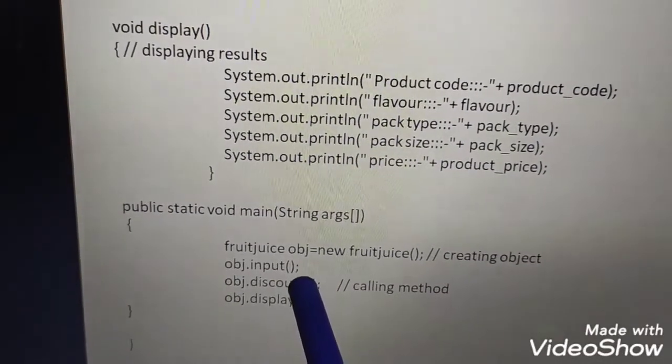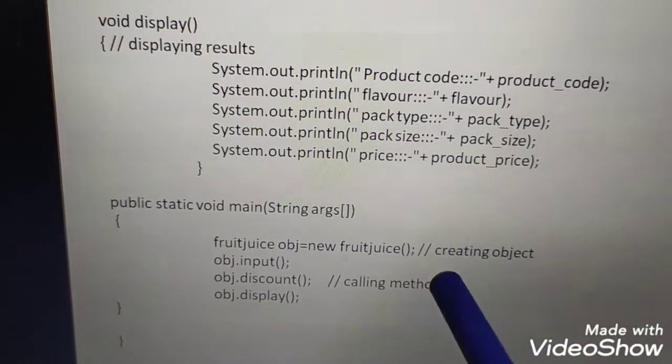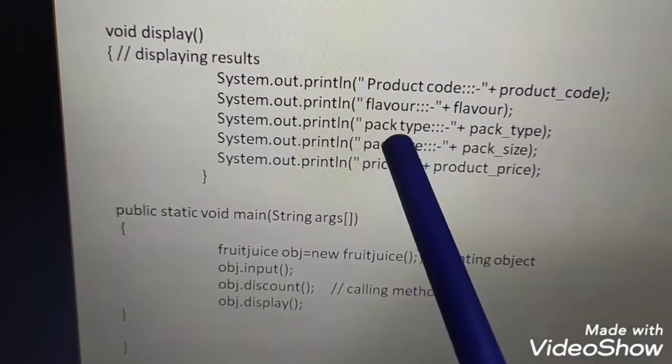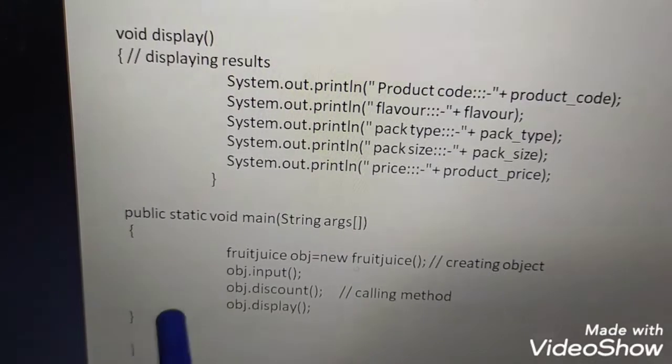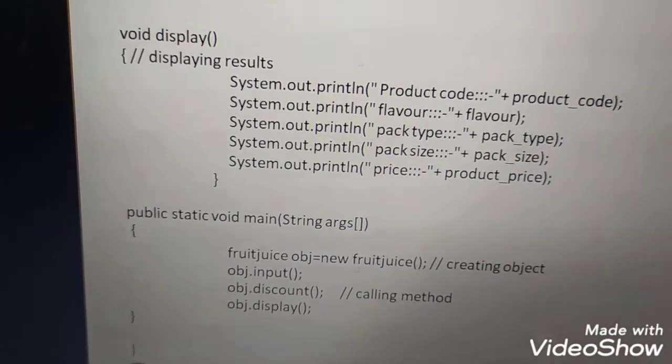It invokes the discount method. It goes to the discount method and reduces the price by 10. Then it comes back here to the display method, displays the data, and comes to the main method again. Control comes there, ends the main method, and the class has to be ended.